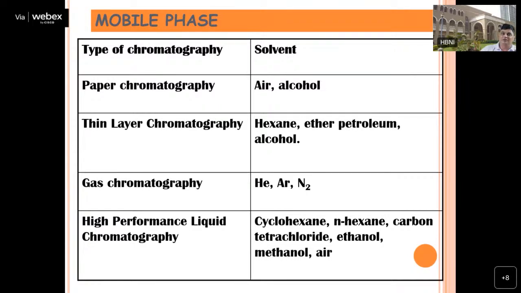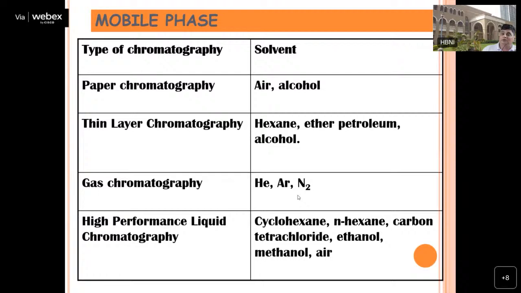Whereas for the mobile phase in paper chromatography, we have air or alcohols. In thin layer chromatography, it may be hexane, petroleum ethers or alcohols. In gas chromatography, if you remember the word which I used, it is the only technique where your mobile phase does not interact with your analyte.